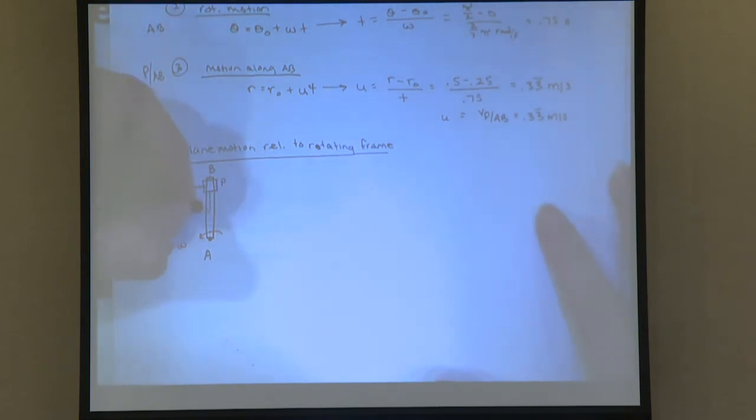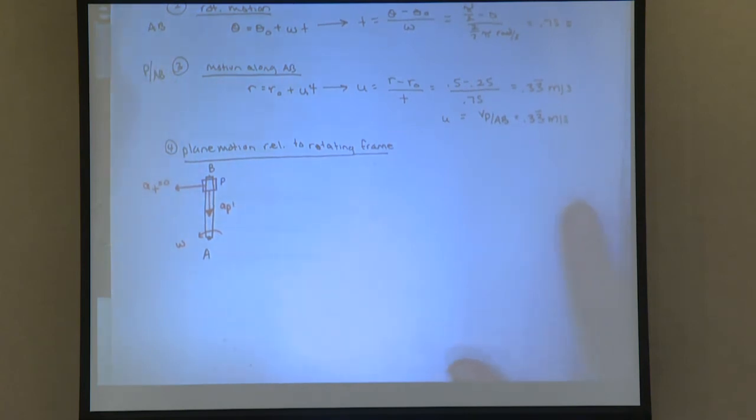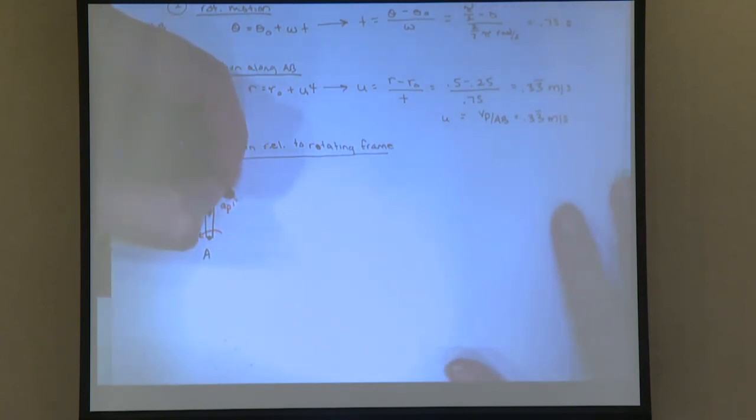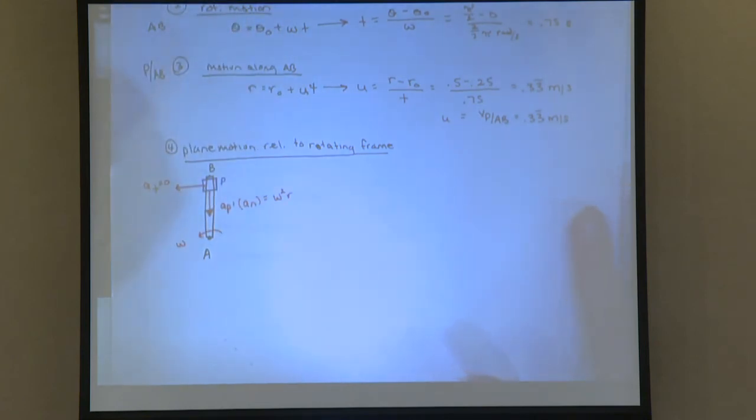Let's talk about our normal acceleration. So I'm going to call this AP prime, and that's just to stay consistent with the book. Or you can call it AN, whatever you want to call it. And that's just going to equal what we've done before, which is omega squared r. But then there's one more component of acceleration that we need to talk about.